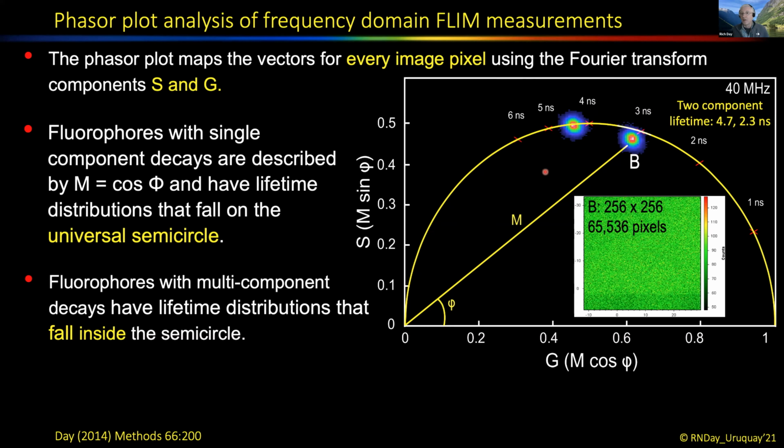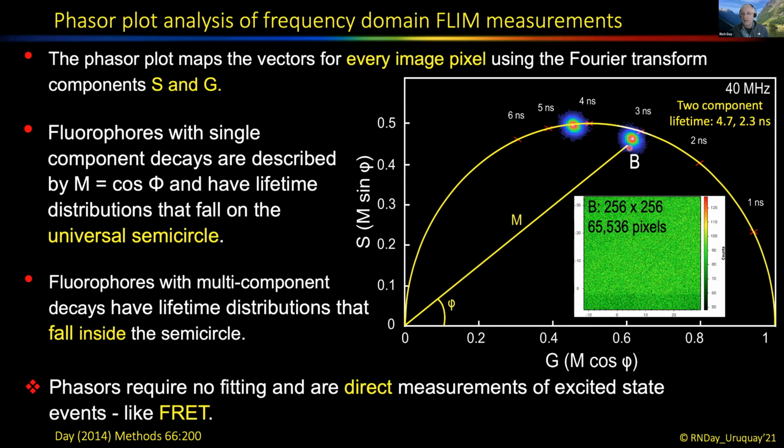So the beauty of the phasor plot is you instantly know what you're looking at. You instantly know when it falls inside the semicircle that it's multi-component. And of course, FRET will always be multi-component, so you expect your FRET distribution to fall inside the semicircle. And the other key point, I know Enrico made this again, is that phasors require no fitting. They're a direct measurement of the excited state events, and they are a direct measurement of things like FRET.